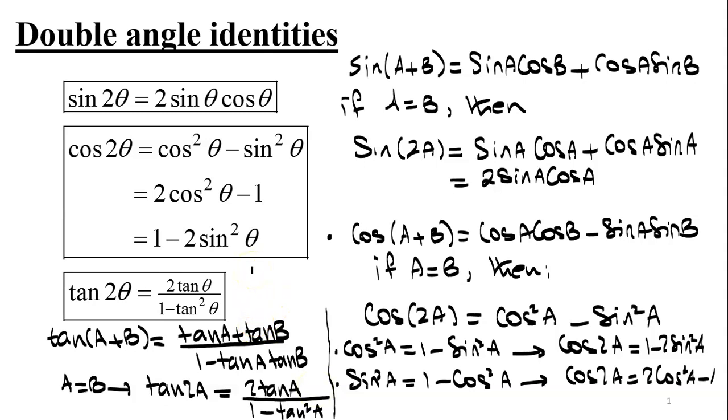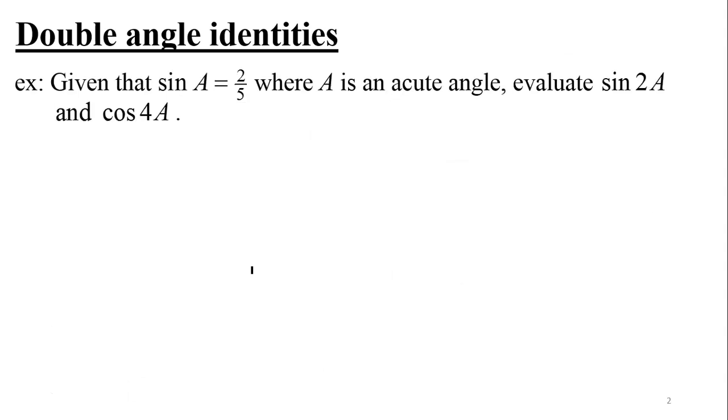Now in the following, we're going to apply these double angle identities in examples. So starting with the first example, we're given sine a equals 2 over 5, where a is an acute angle. A being an acute angle means that a is in fact in quadrant 1 on the unit circle. So we need to evaluate sine 2a and cosine 4a.